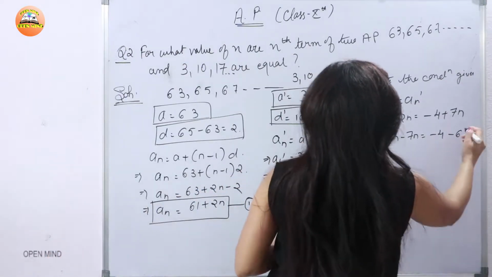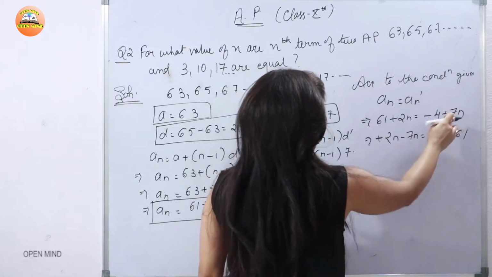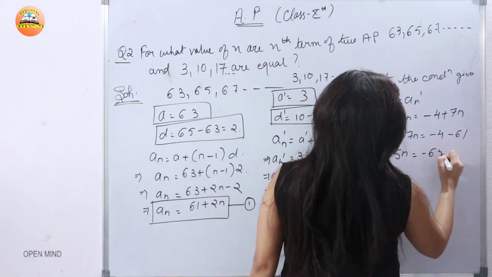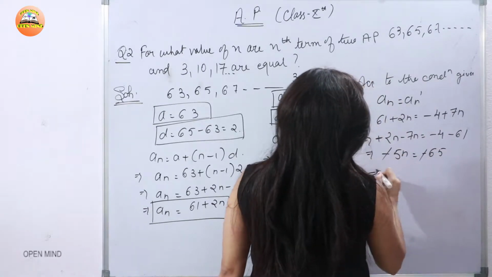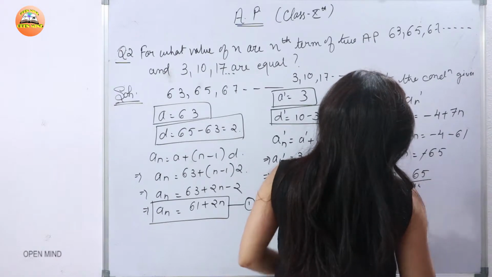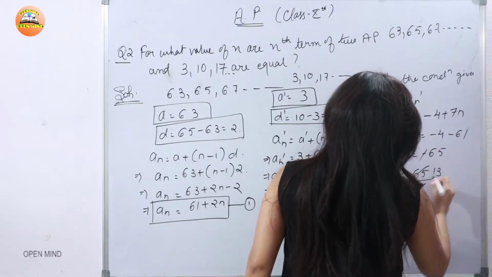It will be 61. The 61 goes on the right hand side. It becomes minus. This minus 7 becomes plus. So minus 5n is equal to minus 65. Minus and minus cancel. n is equal to 65 by 5. So that is equal to 13.